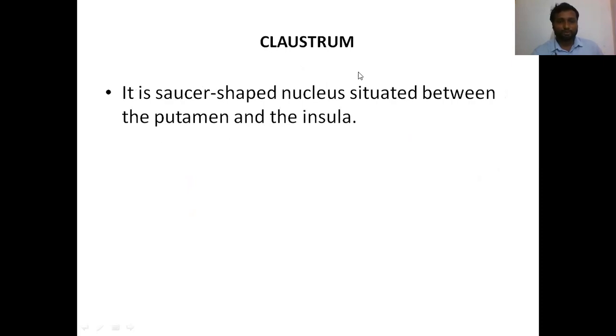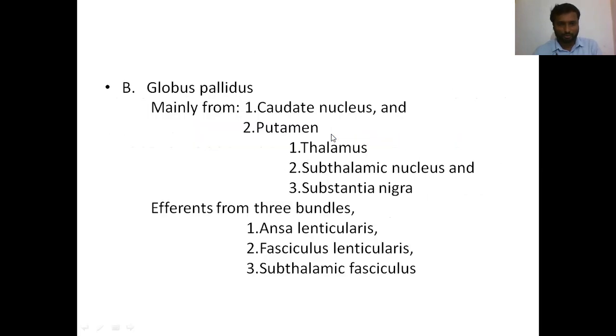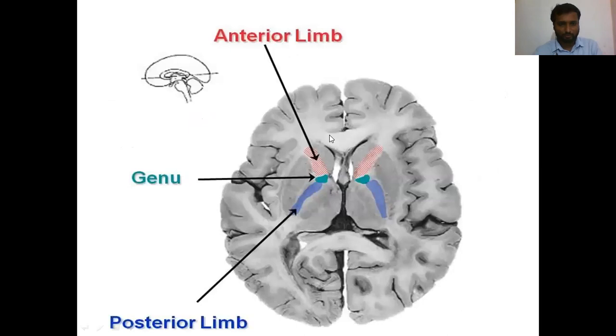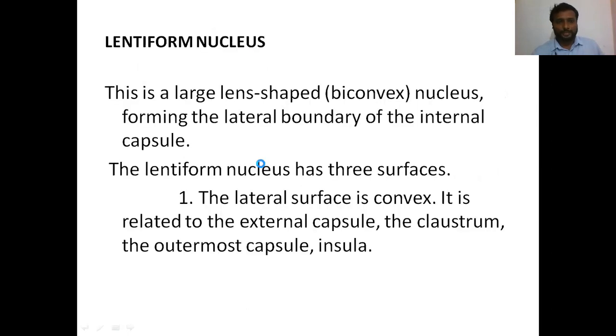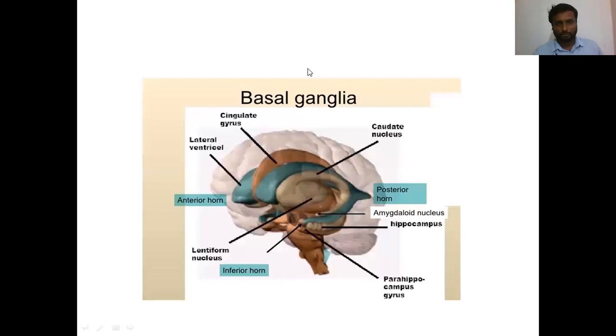And the last one, the claustrum. The claustrum is a saucer shaped nucleus. Saucer means like this, it is arranged like this. It is seen between the putamen and the insula. Here we saw the claustrum. See this one. Those are the details of the basal nuclei. The remaining details you have to read from the textbook.